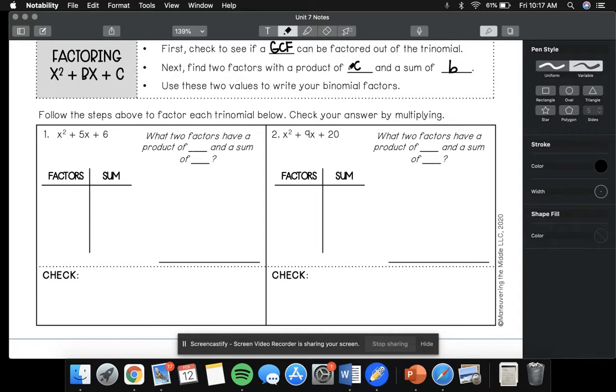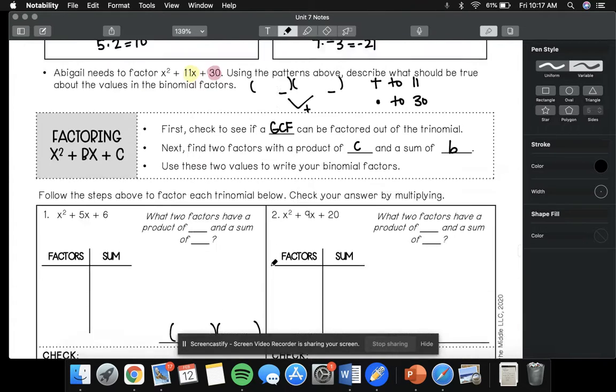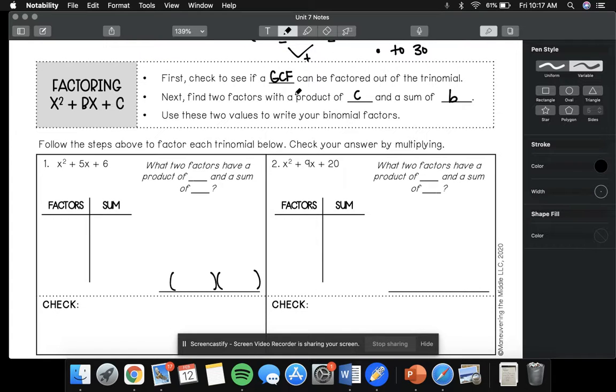Check your answers by multiplying. So we have this trinomial x squared plus 5x plus 6. The goal is to create two binomials being multiplied together. What we noticed when we did these problems is it always has to multiply to the last term. So it has to multiply to 6, and it has to have a sum of the middle term. So it has to have a sum of 5.